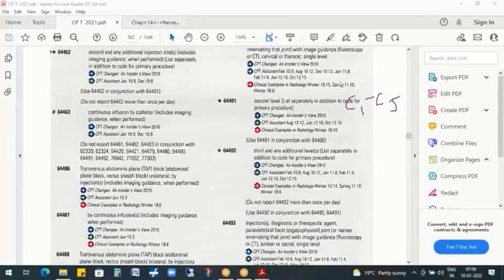Suspita. 64492, when you are coding basic Suspita, see below the code. See below the code under 64492.